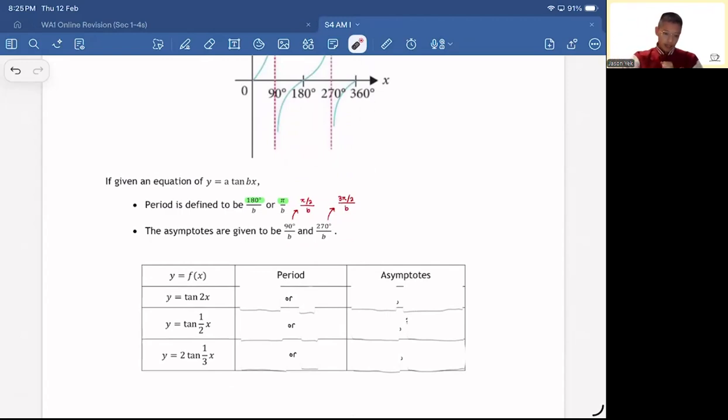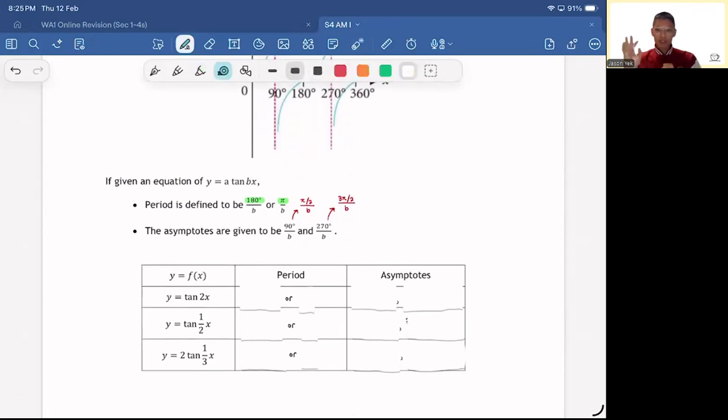Can anybody tell me what is the period of tangent 2x? Type in the chat. For simplicity, give me degrees; radians are a bit hard to type in chat. Tangent 2x, what is the period in degrees? I want to see whether you guys are aware.